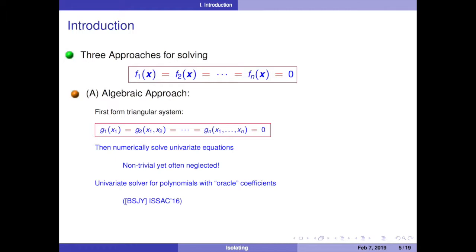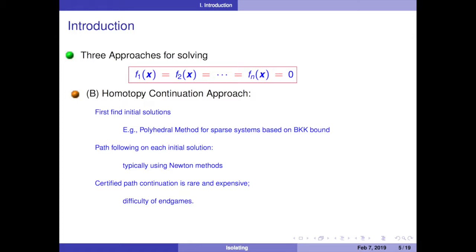So this numerical part is usually purely algebra. You use Grobner basis, or you can use other techniques like that. So that's the algebraic approach. Another approach is homotopy continuation. So you find initial solutions to some related system, and then from those roots, you homotopy yourself to the actual solutions of this system.